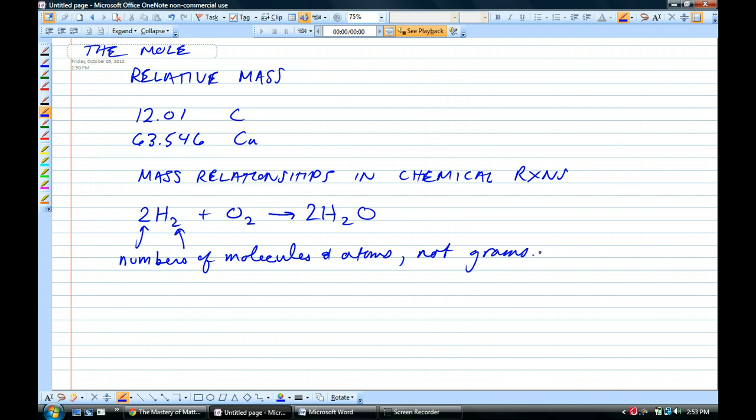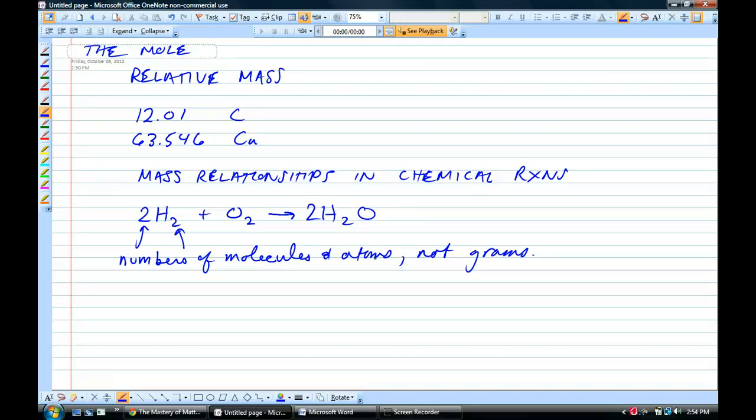Chemical reactions happen according to atomic and molecular ratios, not mass ratios. So think about John Dalton's, one of his postulates, that compounds form in small whole number ratios of atoms. And that's how chemical reactions happen too. They happen on the basis of atoms and molecules. They don't care about masses. And yet we can't count atoms and molecules in the lab. We have to use masses.